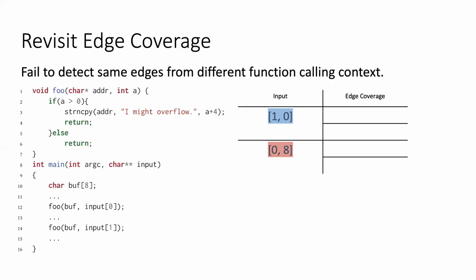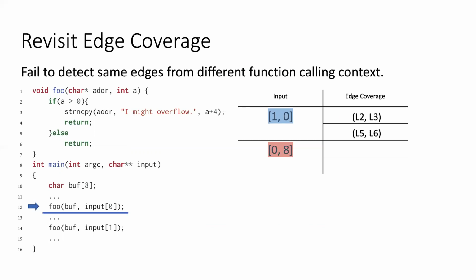We first execute through line 12, like this. Then line 2, line 3. Then we record the edge coverage L2, L3 in the table. Then we execute at line 14. Then we have edge coverage L5, L6 in the table. Finish the execution.